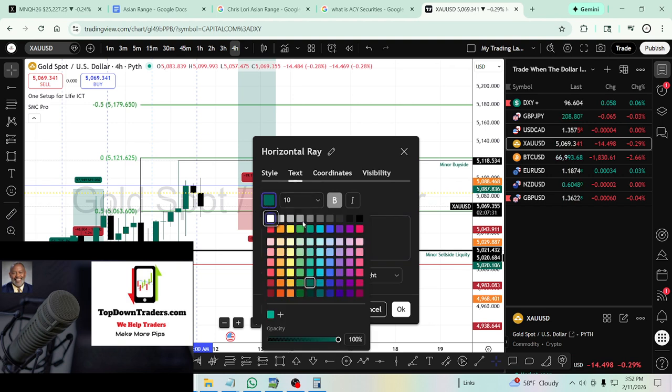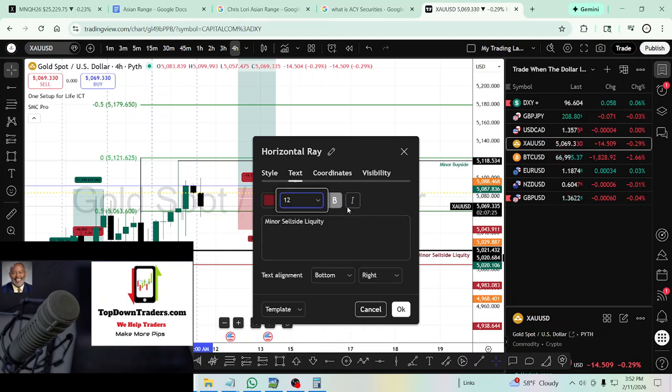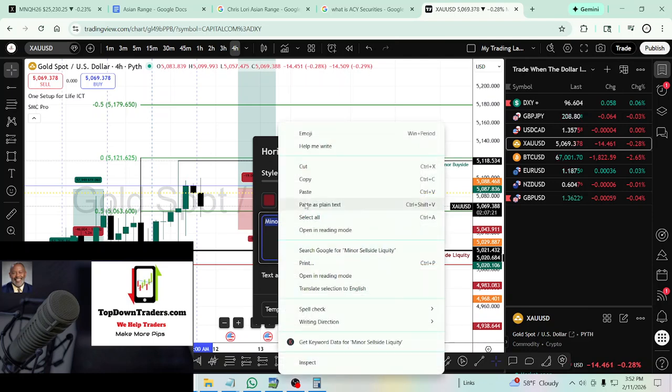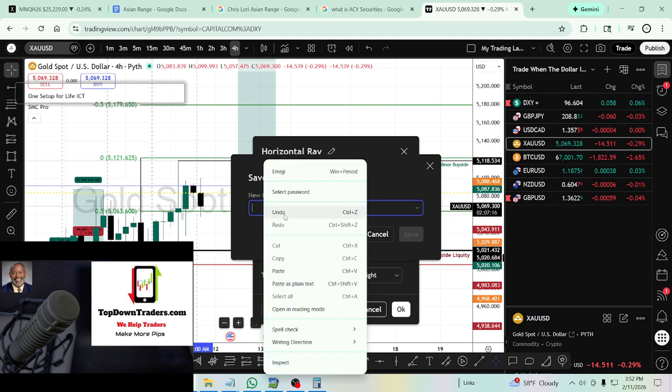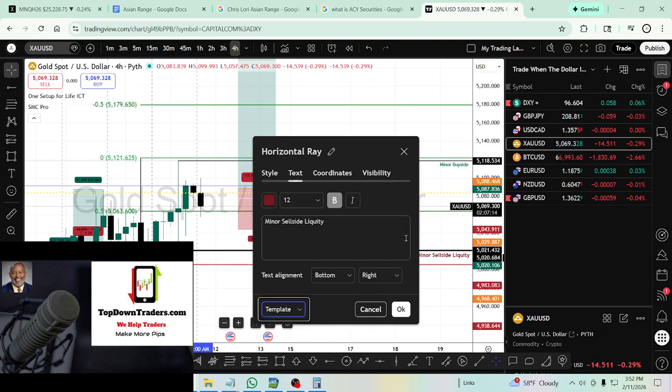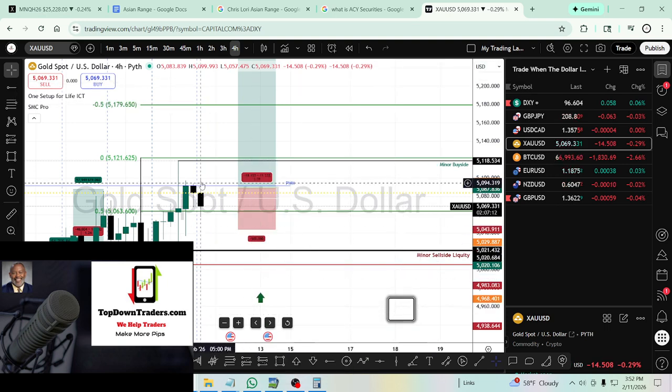And since it's a sell side, let's make it red. Brighten it up some. Just get up 12. And then we're going to save this. Thought I had a template for it. If not, I'm going to replace it now. Save. Go. Alright, and that's on the 4 hour.